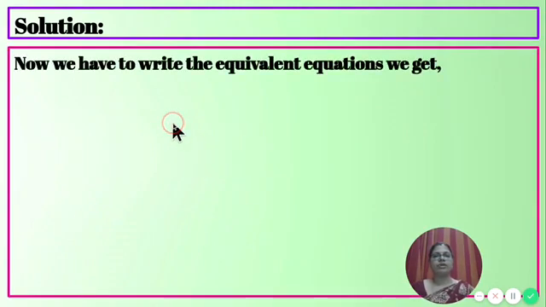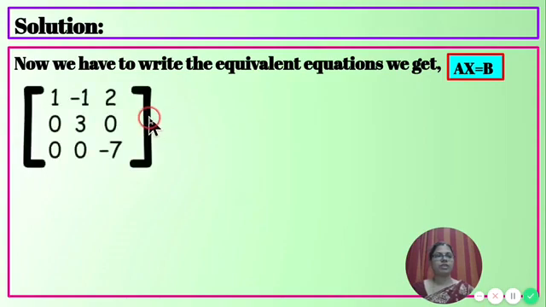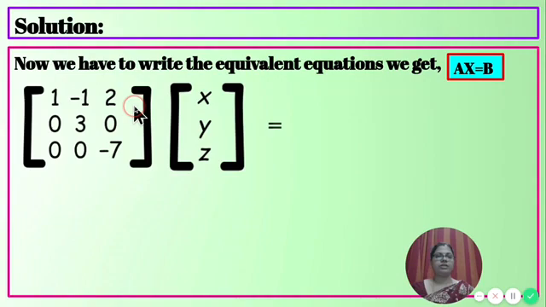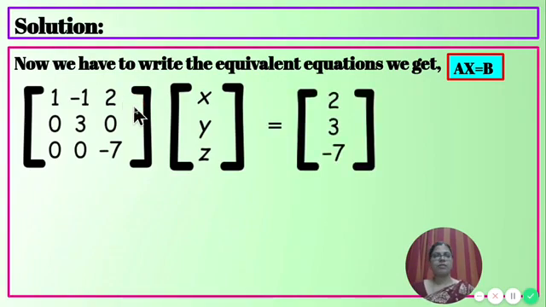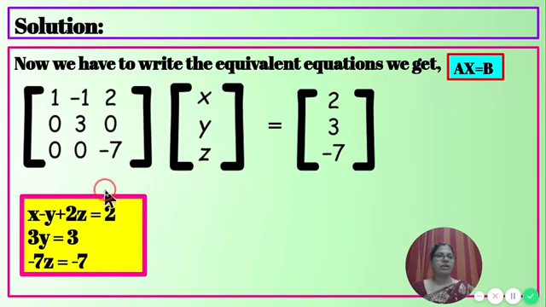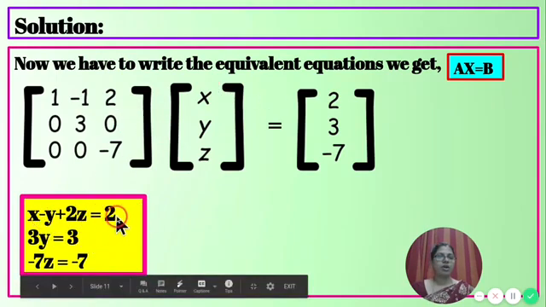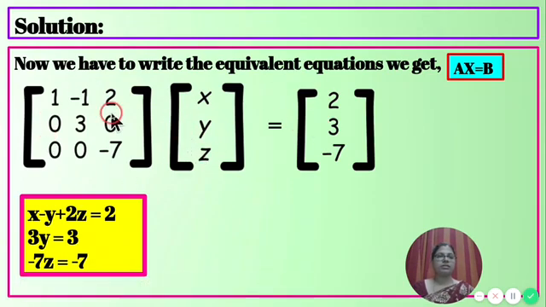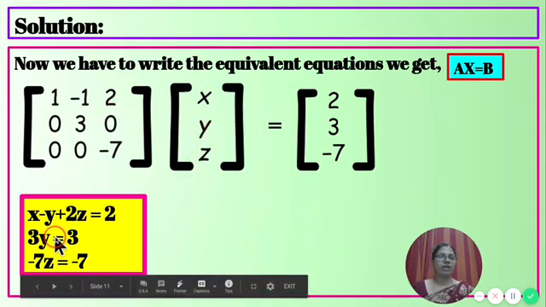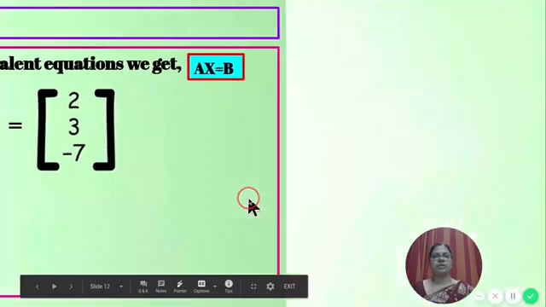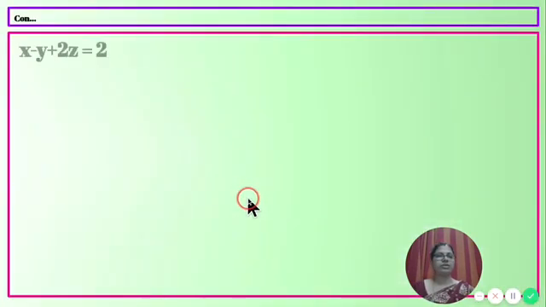Now we have to write the equivalent equation Ax equal to B. So I have written the augmented matrix into a matrix form. From this I got these 3 equations. I have multiplied this matrix and I have got these linear equations. From this we are going to find the solutions.